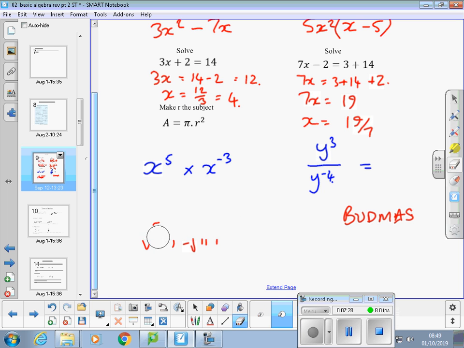So starting again, we've got A is equal to pi times R squared. It's no addition and subtraction, but we have got division and multiplication, so we've got to do that first. We've got to break this multiplication here by dividing both sides by pi. So I'm going to write that there, in blue.